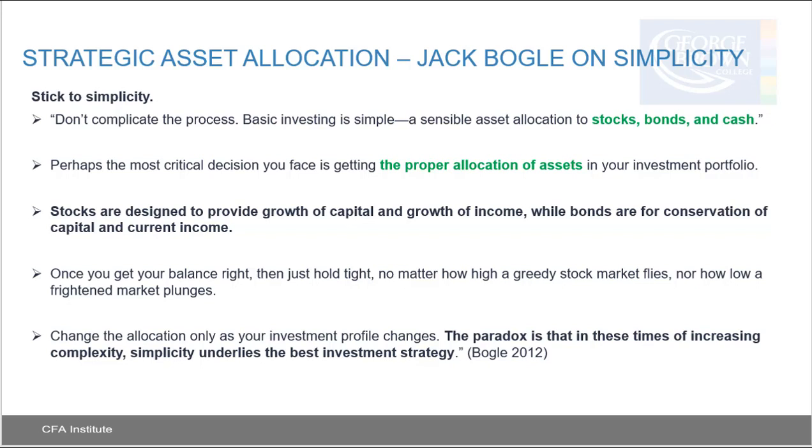So here's some quotes from Jack Bogle on strategic asset allocation, and his whole message is about simplicity. Stick to simplicity. So he says, don't complicate the process. Basic investing is simple, a sensible asset allocation to stocks, bonds, and cash. Perhaps the most critical decision you face is getting the proper allocation of assets in your investment portfolio. Stocks are designed to provide growth of capital and growth of income through dividends, while bonds are for conservation of capital and current income. So we saw that.